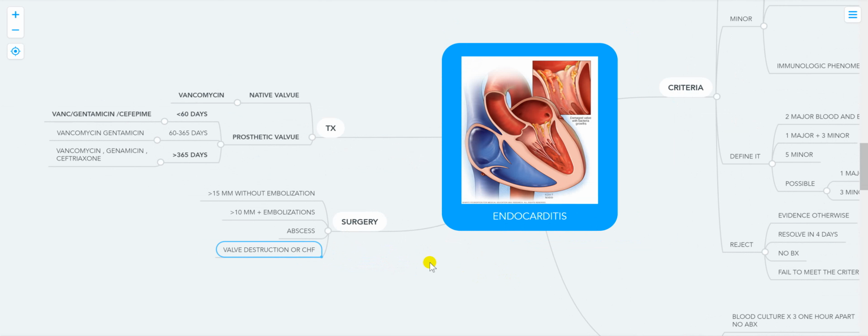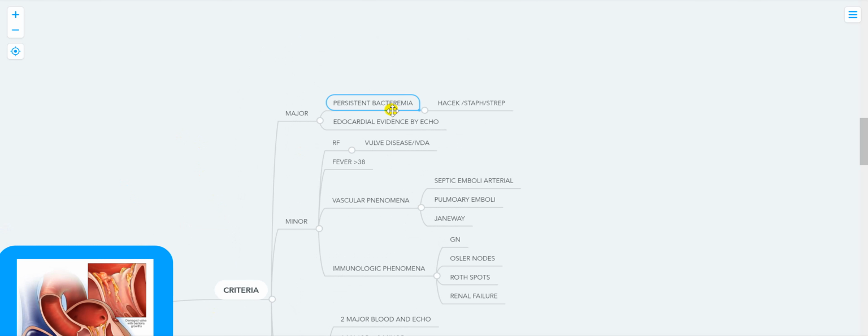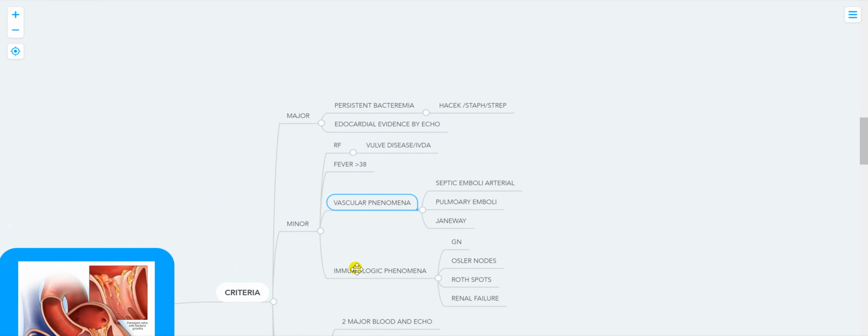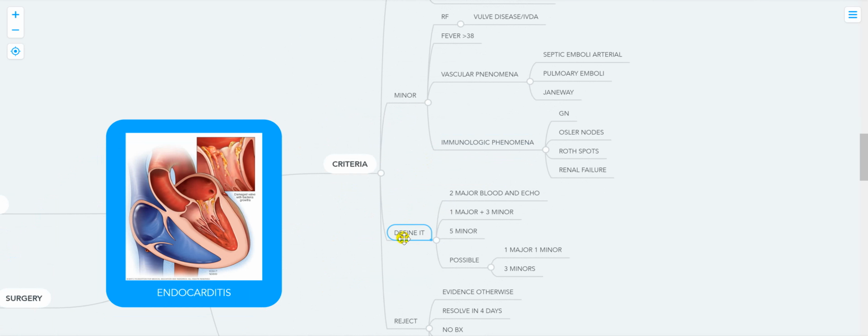So that's in a nutshell endocarditis. Again, major criteria: persistent bacteremia, echo. Minor: risk factors like valve disease, fever more than 38, vascular phenomena, or immunologic phenomena. What is the definitive diagnosis? It could be 2 major, blood and echo, or 1 major plus 3 minor, or 5 minor.